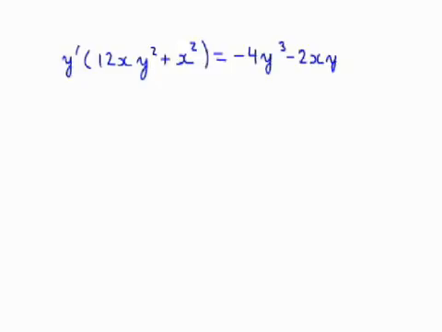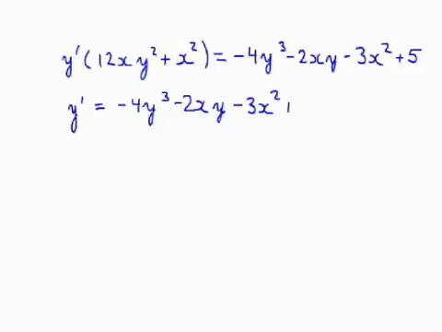In the first line on the next screen, what you'll notice is we've common factored y prime out. So we end up with y prime times 12xy squared plus x squared equals negative 4y cubed minus 2xy minus 3x squared plus 5. Then it's simply a matter of dividing both sides of the equation by 12xy squared plus x squared, and we end up with our derivative.